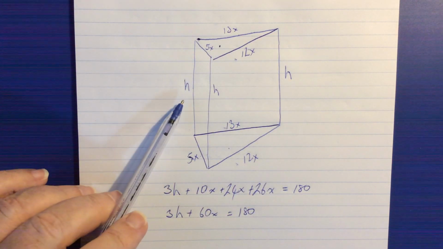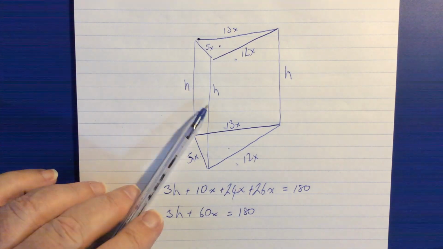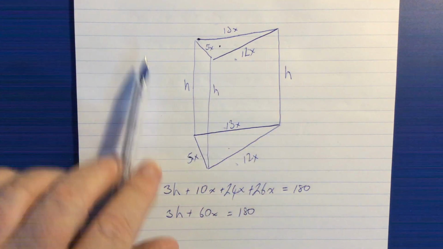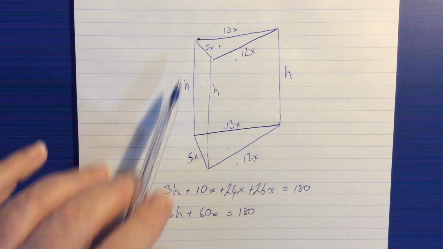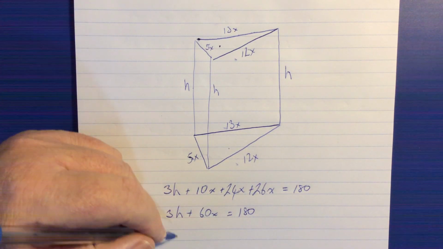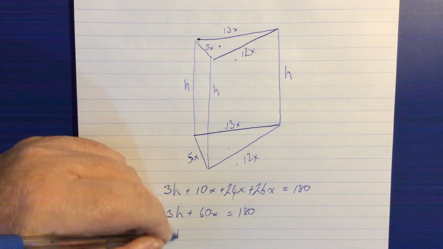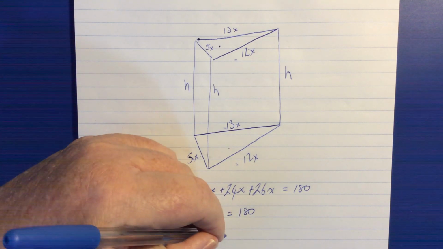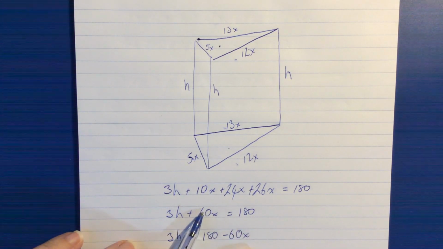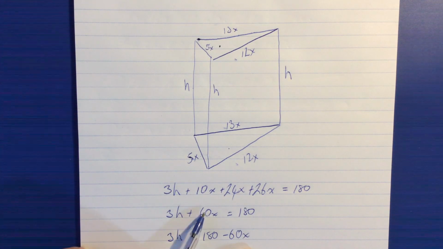But the key is to understanding what an edge is, of course, which is the edges, if you will, of this shape, and to making sure that you get this part of it right. Because once you get this part of it right, it's just a matter of counting and then some very simple algebra. So 3h is equal to 180 minus 60x. Now, if you don't understand this step, what I've done is I've subtracted 60x from both sides. That gets rid of this, and it creates a negative 60x over here.